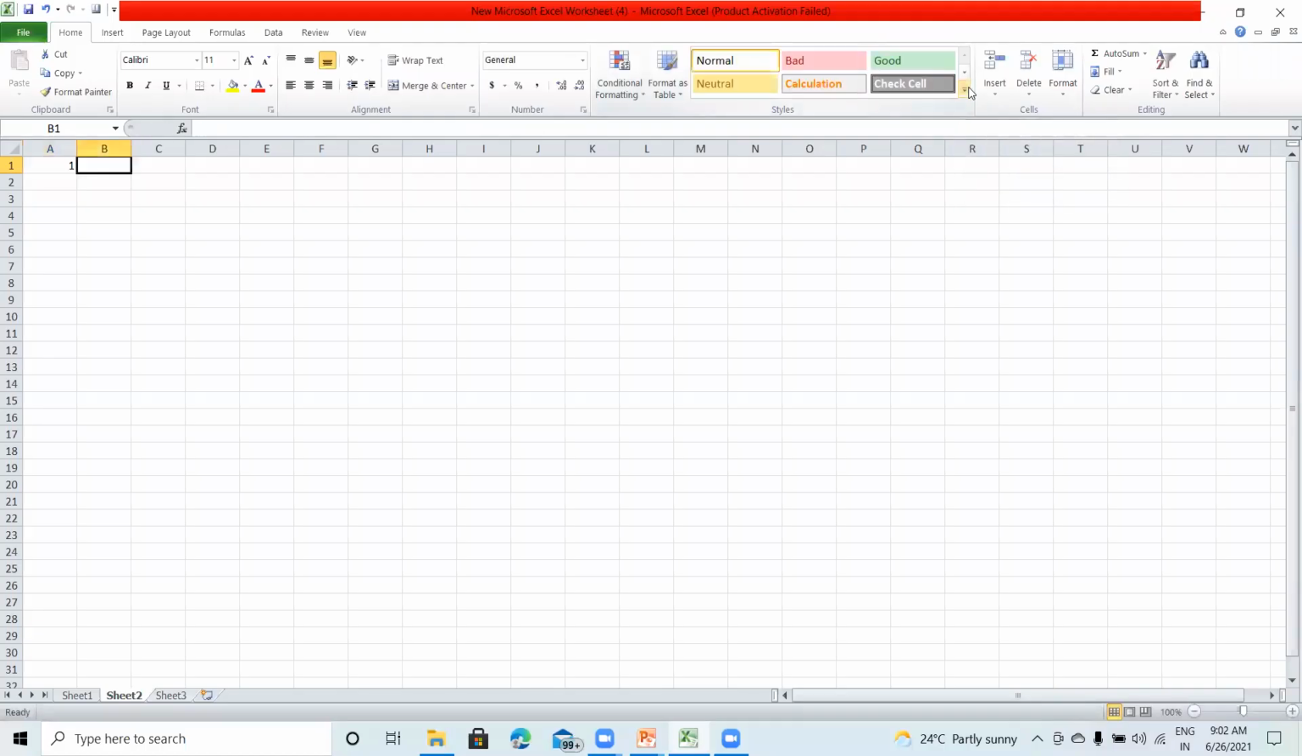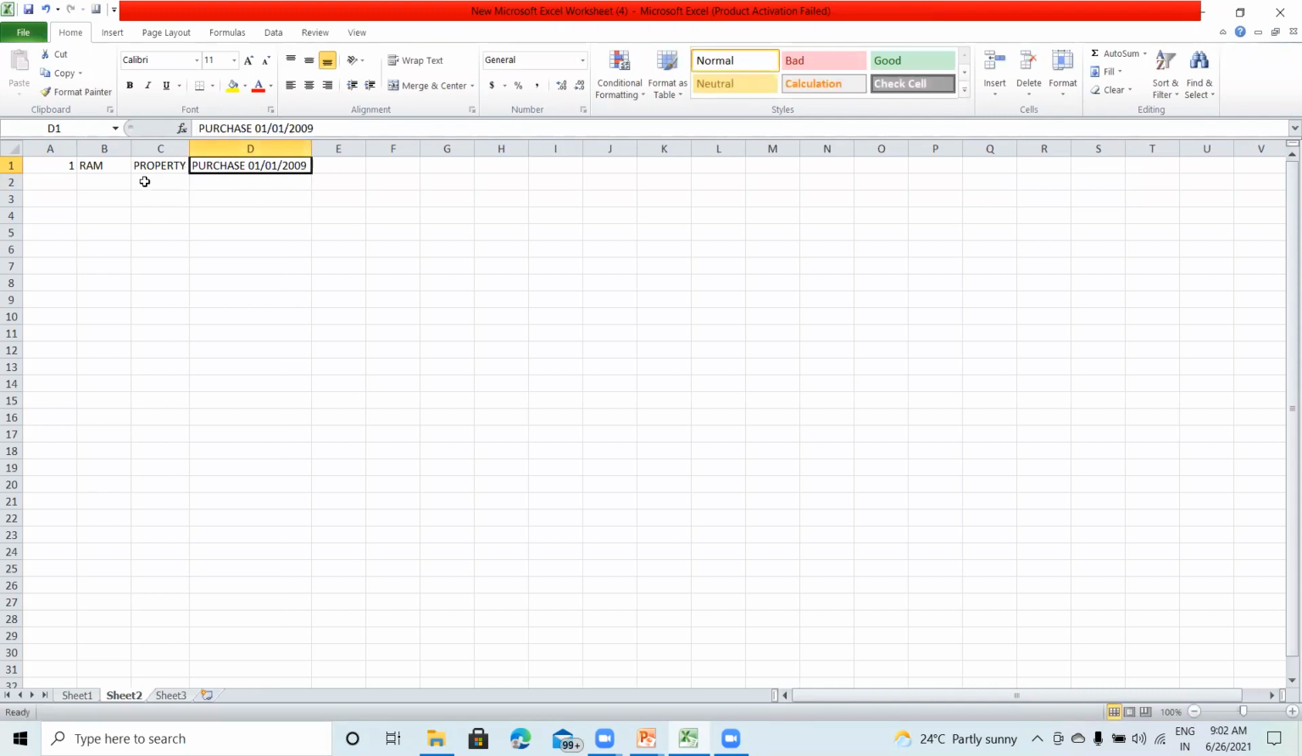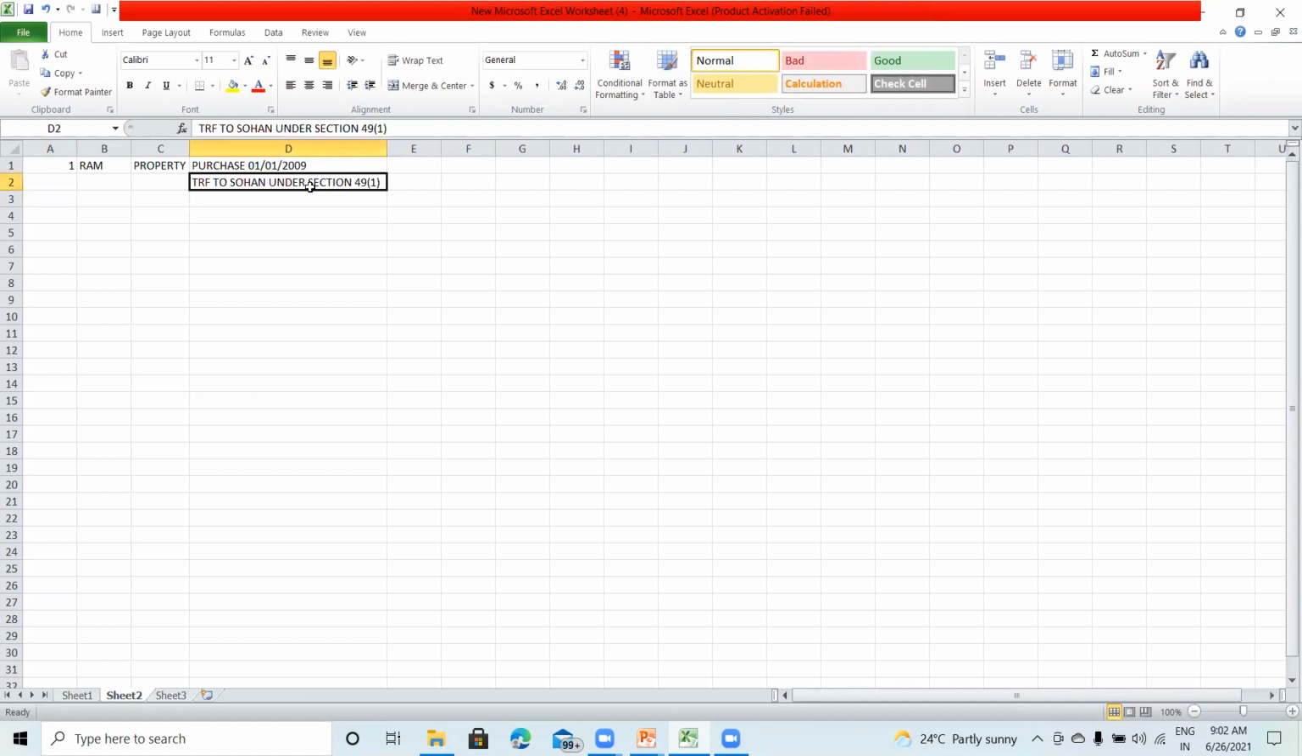For example, there is a person Ram, who has a property. He purchased such property on 1st January 2009. Now, such property is transferred to Sohan under section 49 subsection 1.